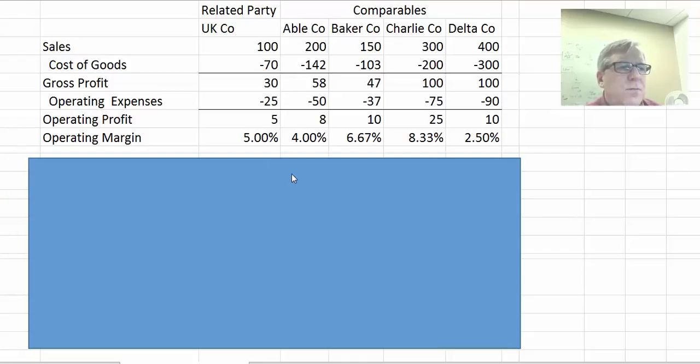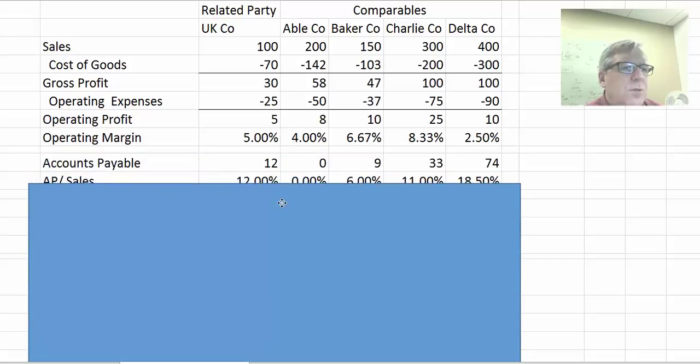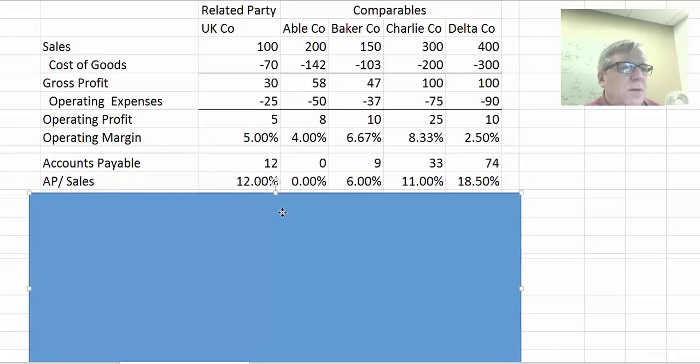So we're going to start from the same place with the example that we've used in the past. Able, Baker, Charlie, Delta Company are our comparables. Our tested party is the UK Co. And we're just going to talk about their level of accounts payable. For each one of them it is different. As you notice, again, Able Company pays cash for everything, so it has no accounts payable. And we're going to state their accounts payable as a percentage of their sales. And this is an important way because we're going to be adjusting each of them as if they had the same proportionality of accounts payable to sales.